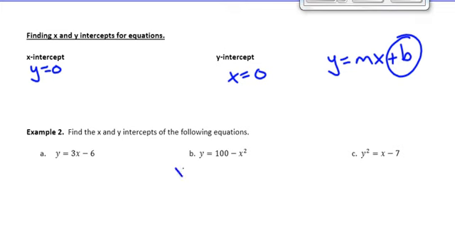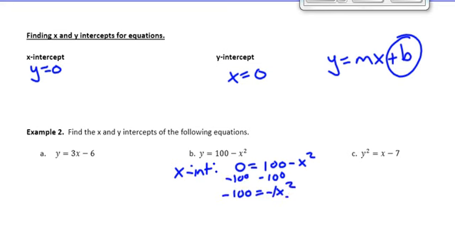And then the x-intercept is when y is equal to 0, so I set it equal to 0. Go through and solve. Get the x squared by itself by subtracting 100 from both sides. There's a lazy 1 in front of that, so I can divide by negative 1. Take the square root of both sides. The square root of 100 is a nice number, so I end up with x equals 10. When I do that square root, I get a plus and a minus, and so I have to account for that plus and minus.